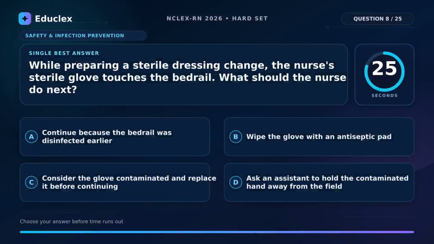Question 8. While preparing a sterile dressing change, the nurse's sterile glove touches the bed rail. What should the nurse do next? Here are the options. Option A. Continue because the bed rail was disinfected earlier.